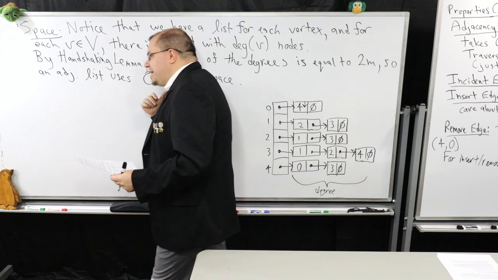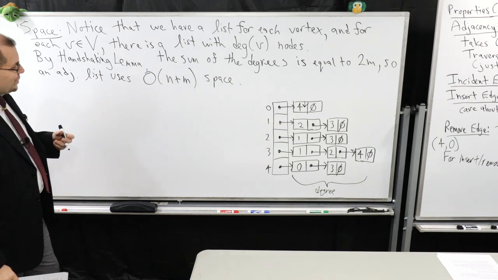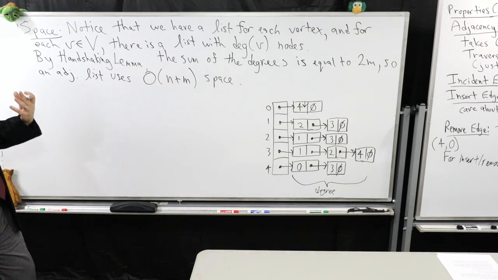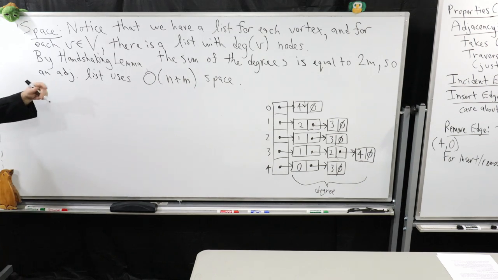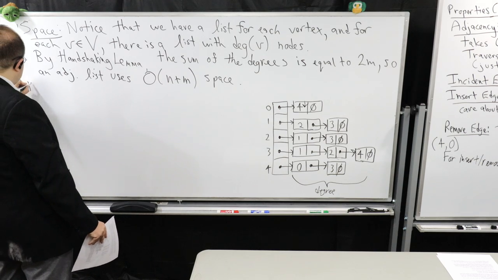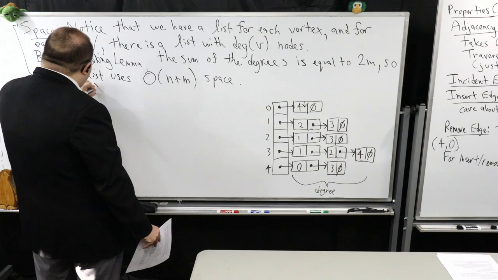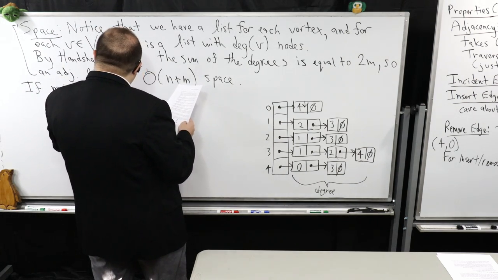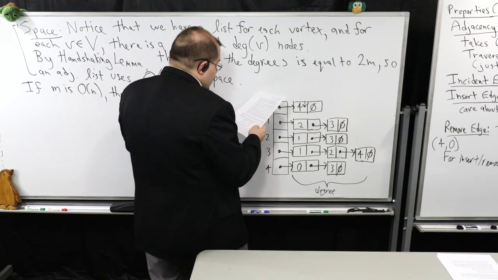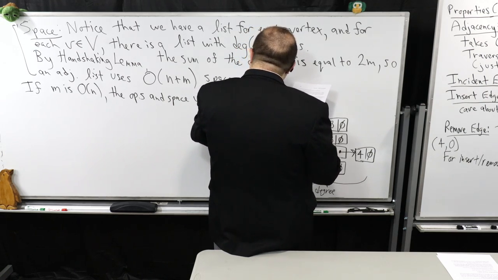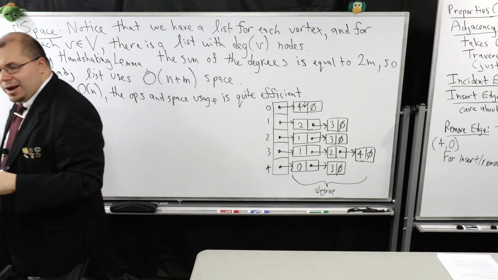One thing I want to point out about this is that it isn't quadratic, but it also depends on the number of edges. If the number of edges is the most possible, for example, for a simple graph, you're going to end up with quadratic space anyways. But if the graph does not have many edges, this is actually quite good, right? For example, if m is big O of n, the operations and space usage is quite efficient, if you actually think about it, right? Because now it's linear in the number of vertices in the graph.